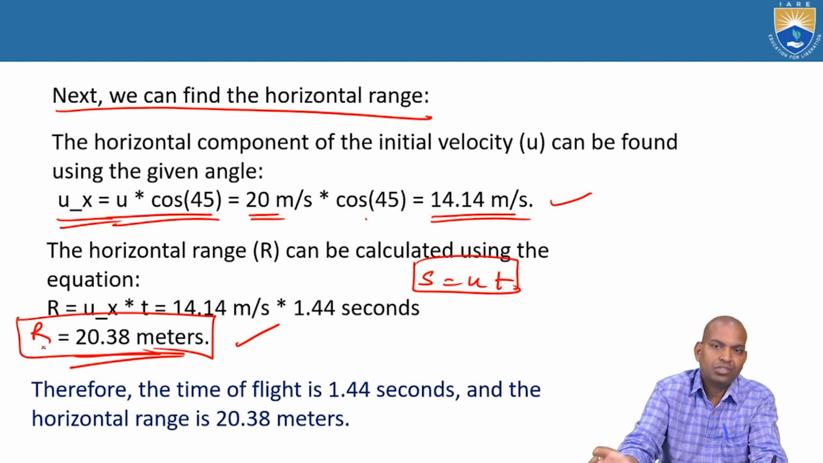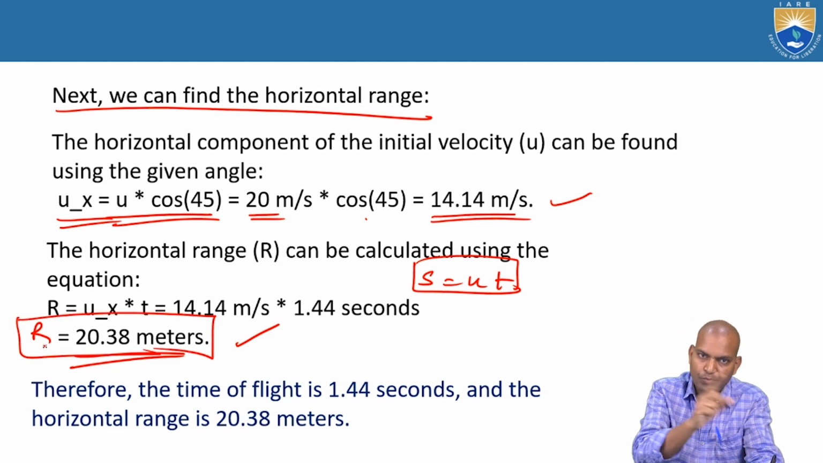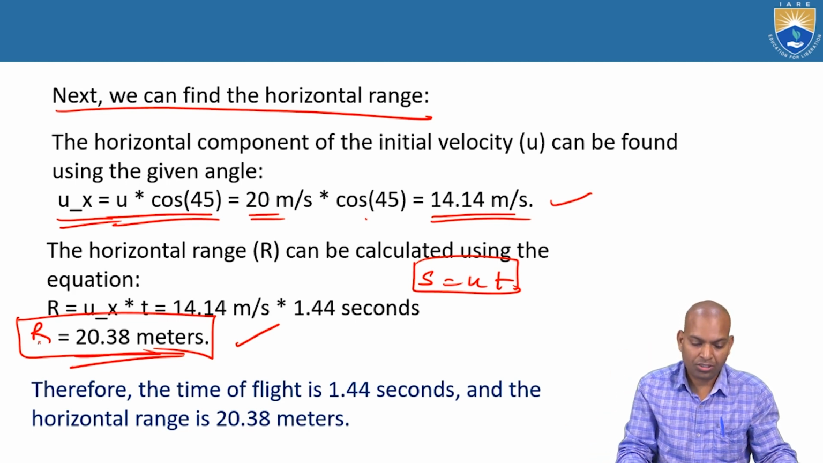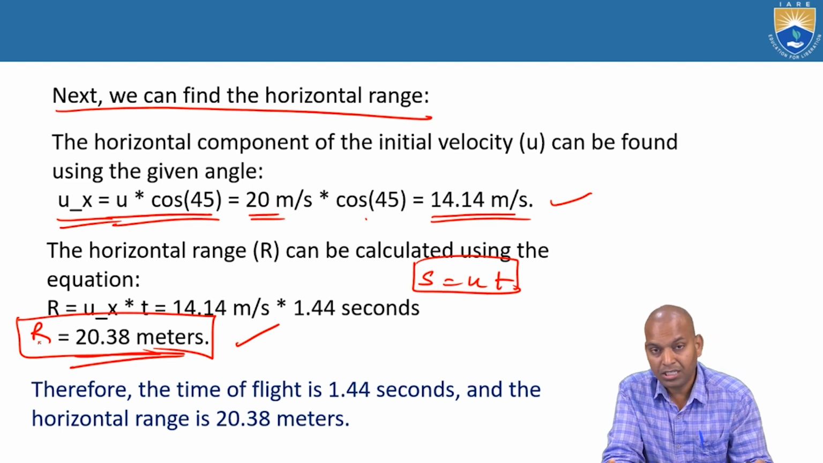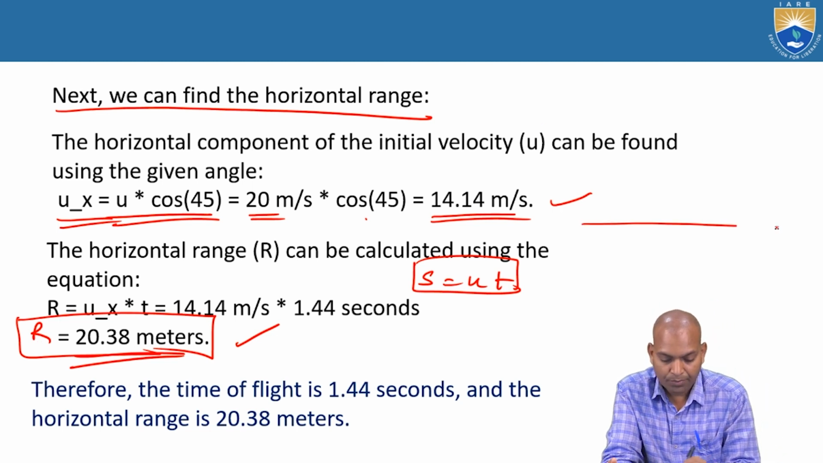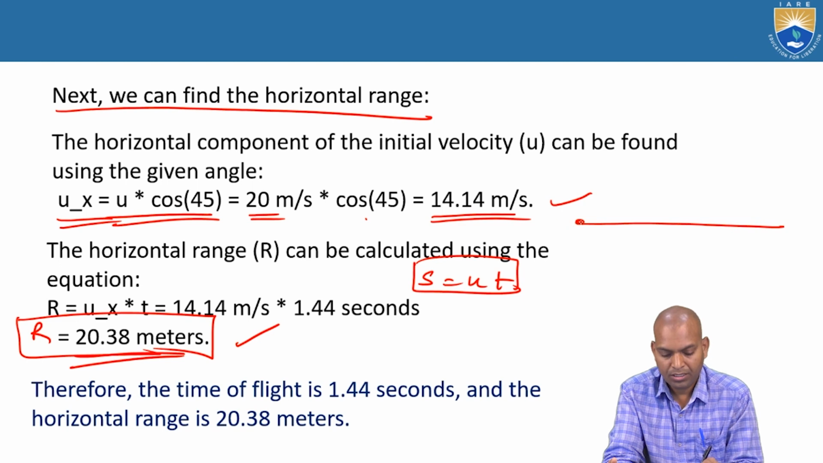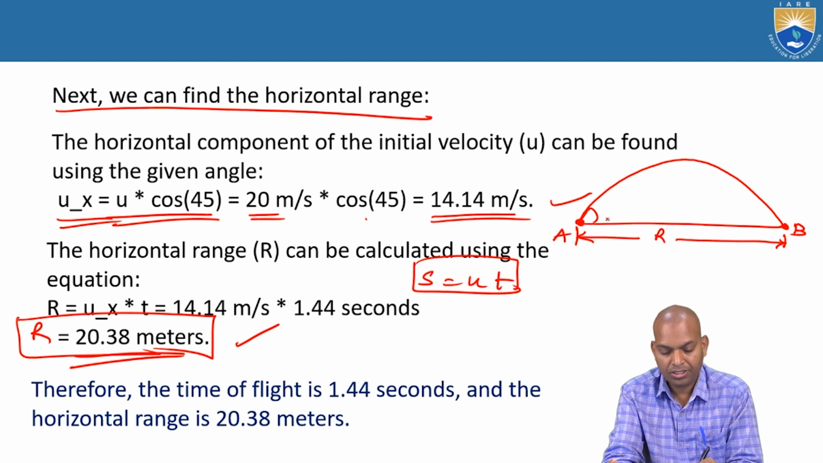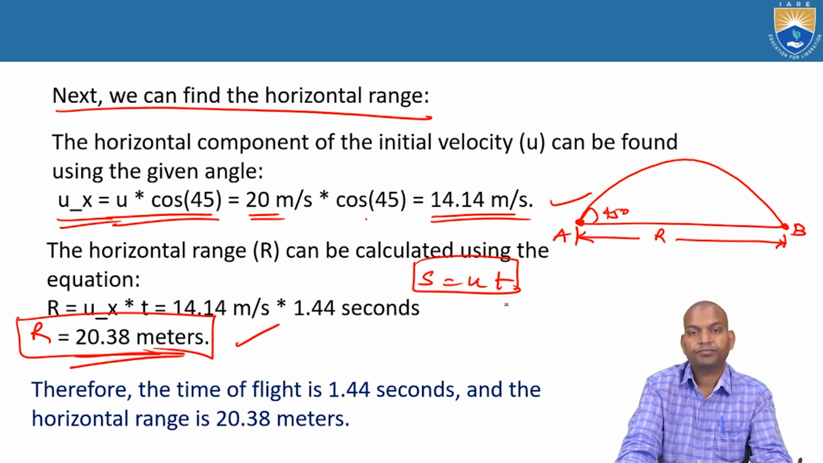The horizontal range is the distance from the point of projection to the landing point of the projectile. Suppose the projectile is projected from point A and lands at point B. The distance from A to B is known as the horizontal range. The angle of inclination of the projectile here is 45 degrees.